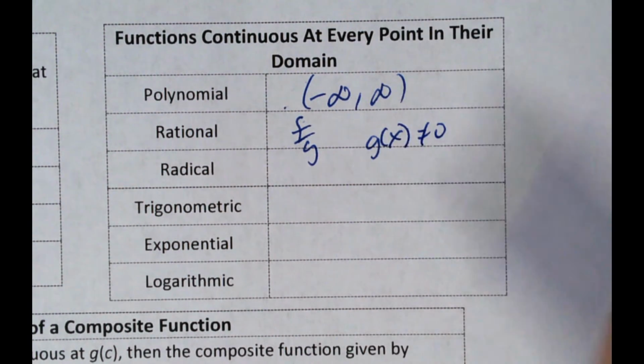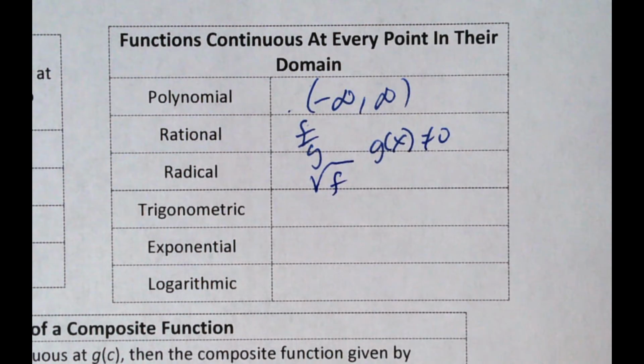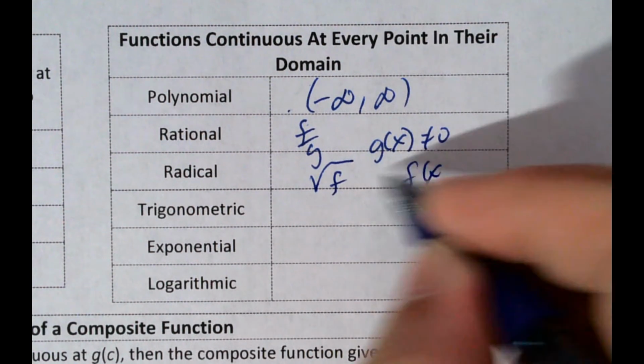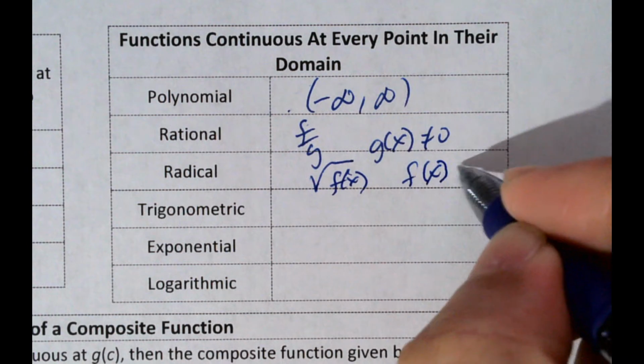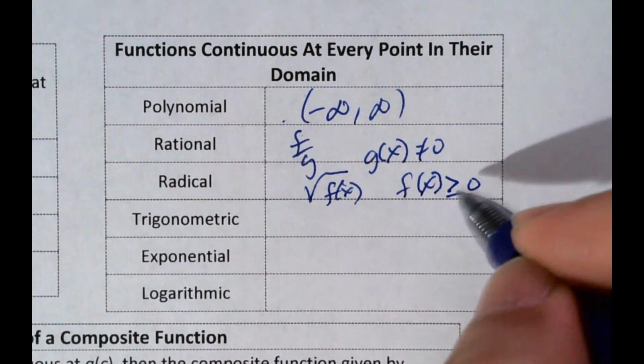All right? And radicals. Let's say f is under the radical. f of x has to be greater than or equal to 0. The inside of the radical has to be greater than or equal to 0.